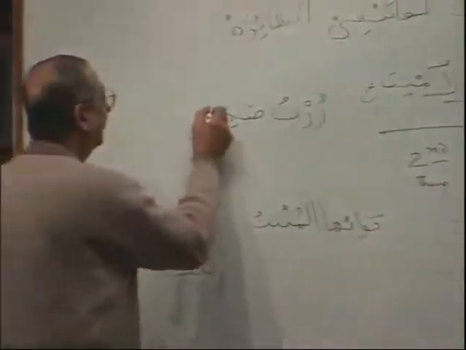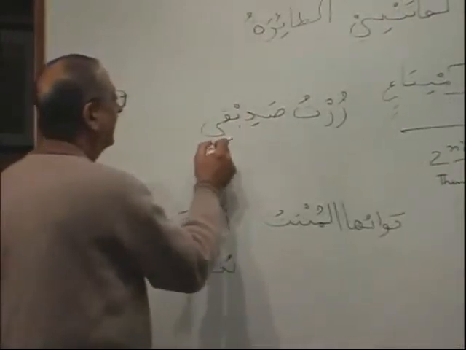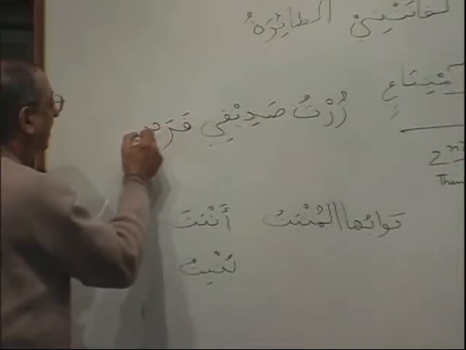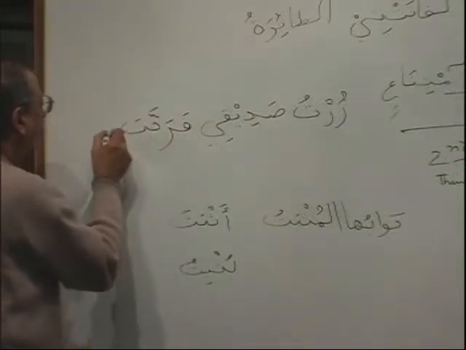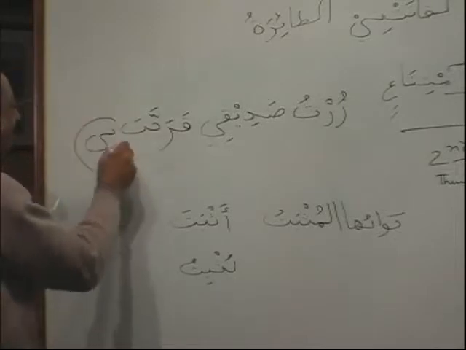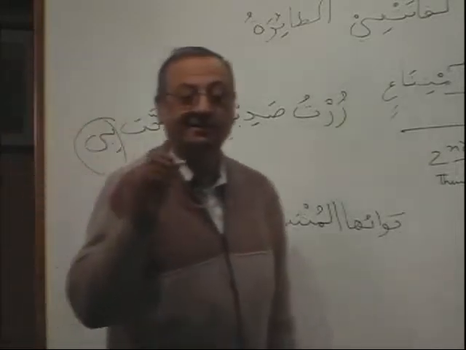Zurtu sadiqi. Fa rahaba bi. How many words are there? 2. The reason I am doing this, brothers and sisters, is to emphasize the use of harf jar bi with rahaba.